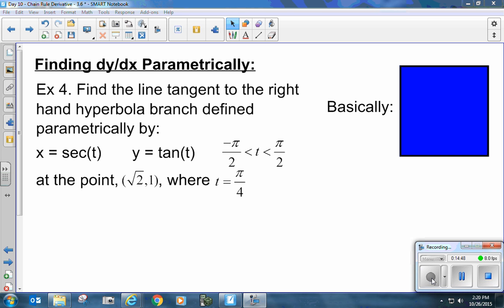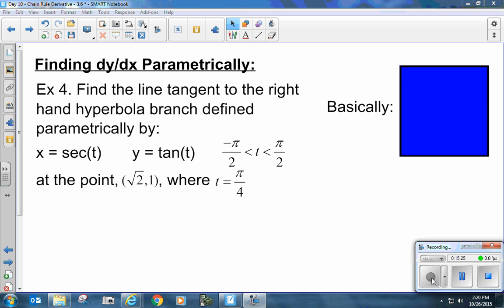All right. Finding dy dx parametrically. Okay. Find the line tangent to the right-hand hyperbola branch defined parametrically by x equals secant of t and y equals tangent of t. From this range where t is negative 90 degrees to positive 90 degrees, or we call it negative pi over 2 to positive pi over 2. At the point radical 2, 1, where t equals pi over 4.